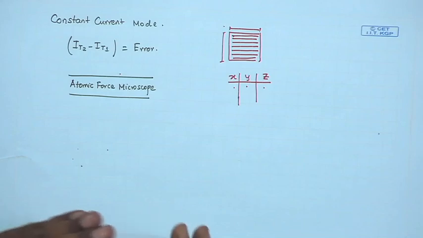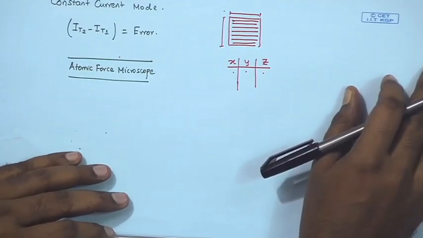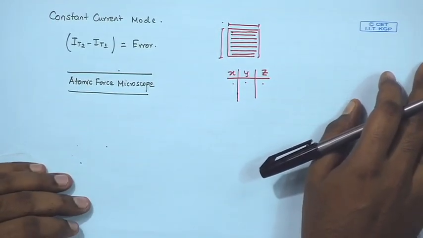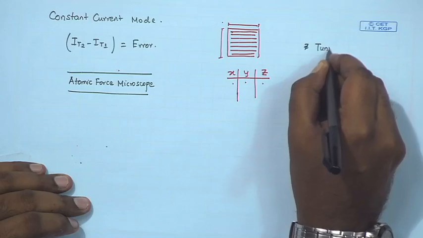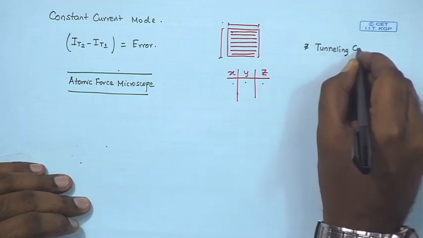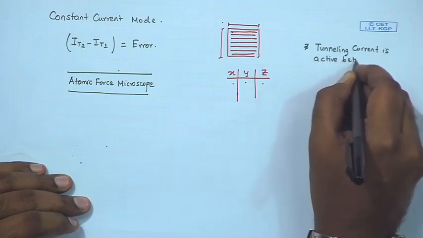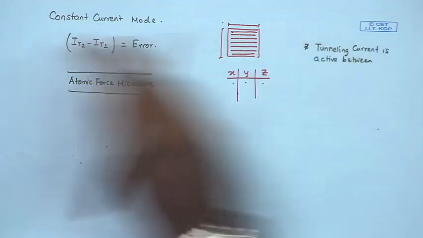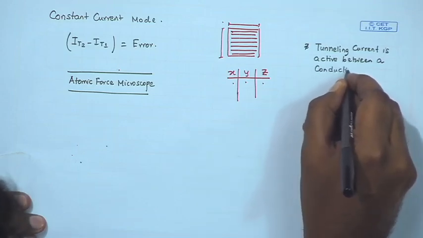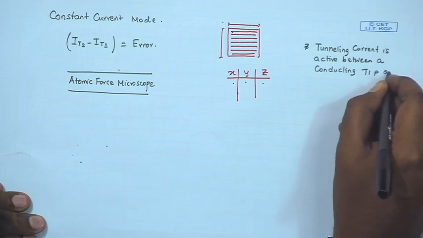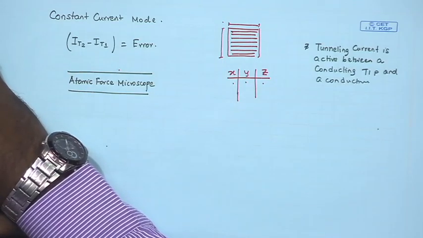Where one needed to understand that you need a more general field which is omnipresent, because tunneling current is something very specific, it is active with a conducting tip and a conducting sample only.